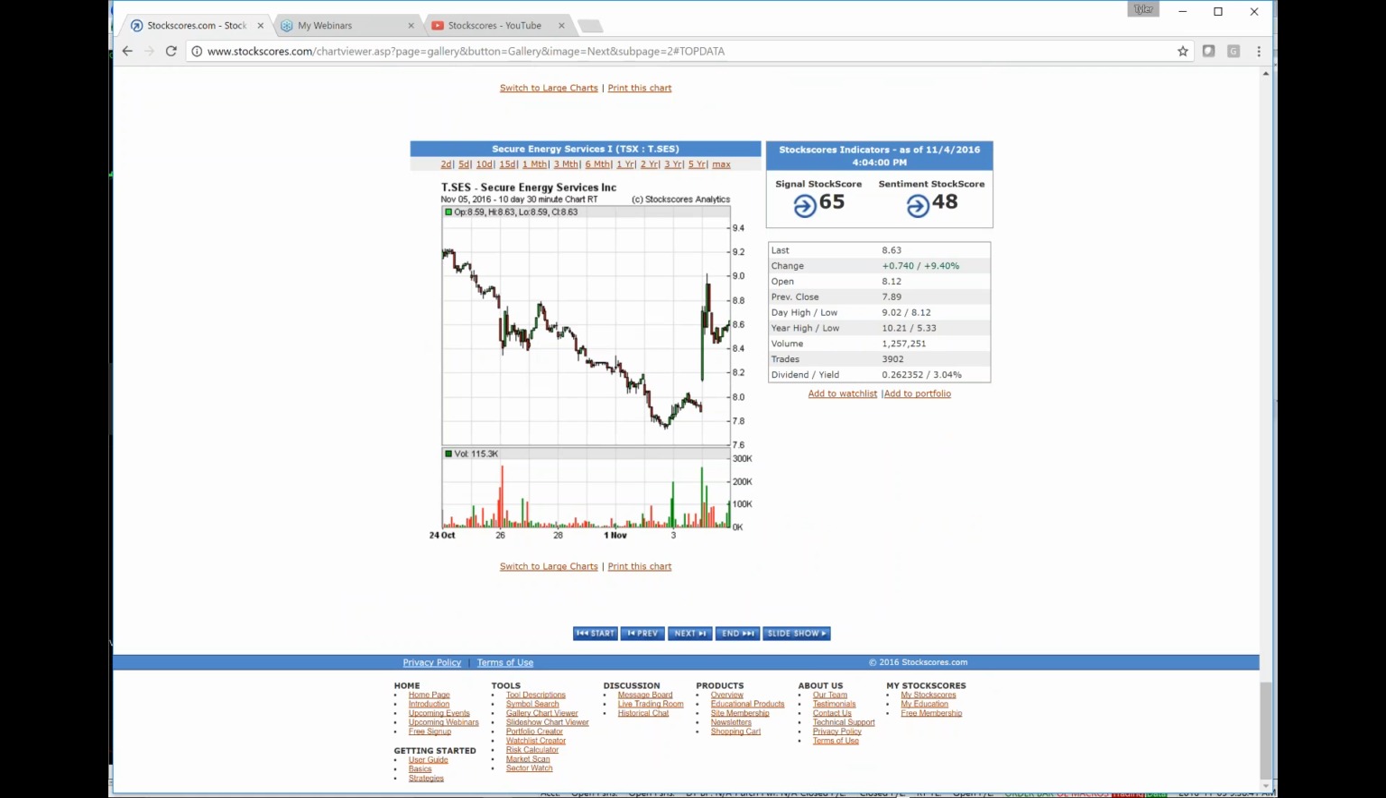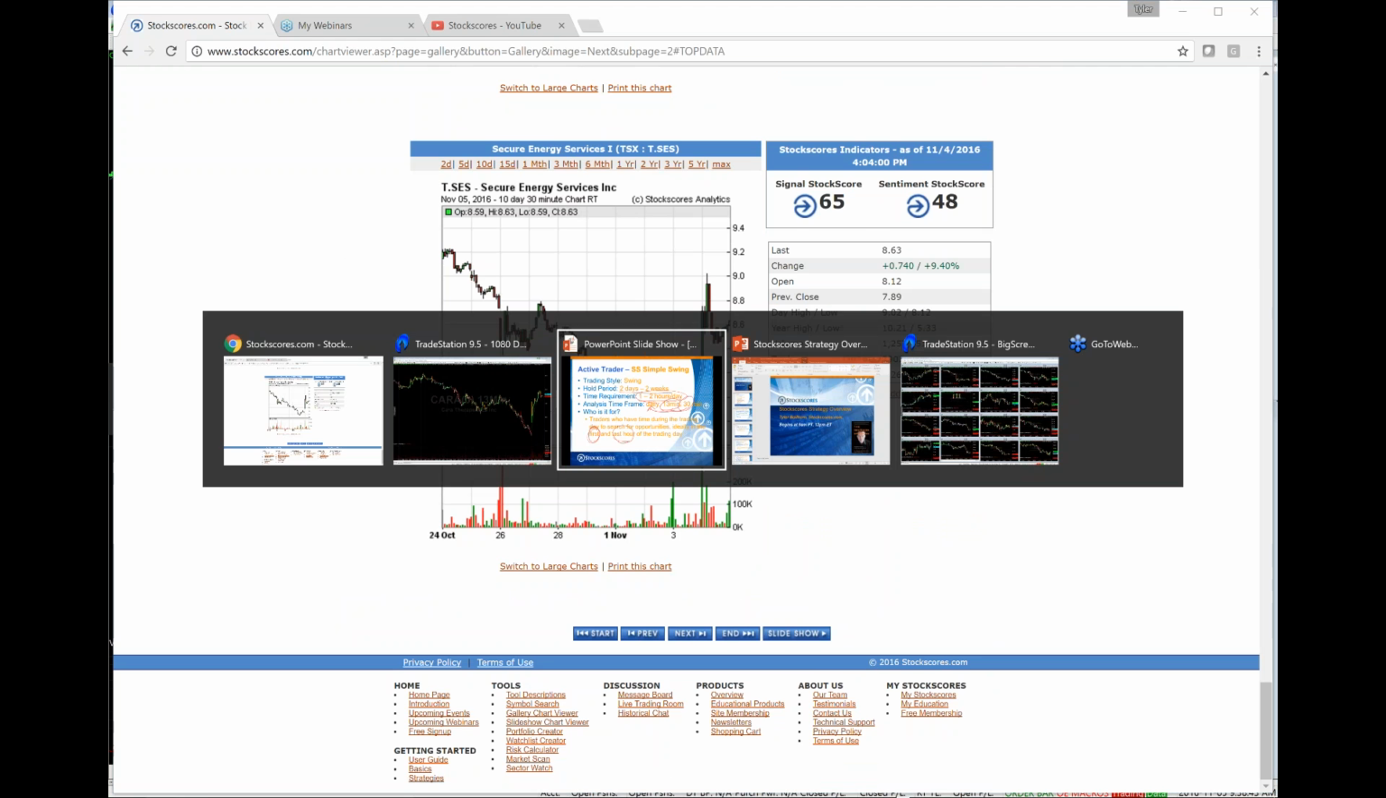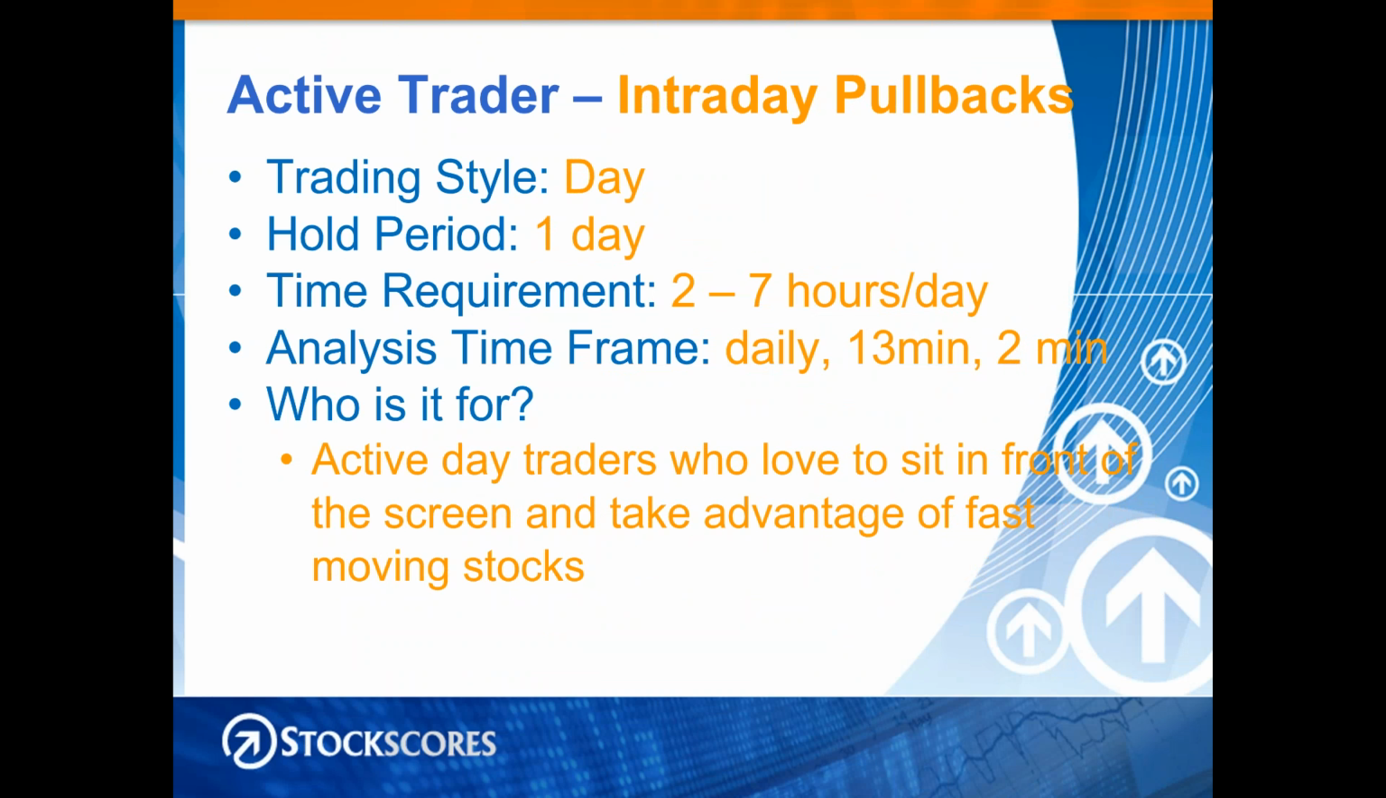and you can use these tools to do all that. All right, let's move on to the next strategy, the intraday pullbacks. This is my favorite day trading strategy, at least right now. It's the one I use the most. Its hold period is a day. Okay, you're always out of your positions by the end of the day.